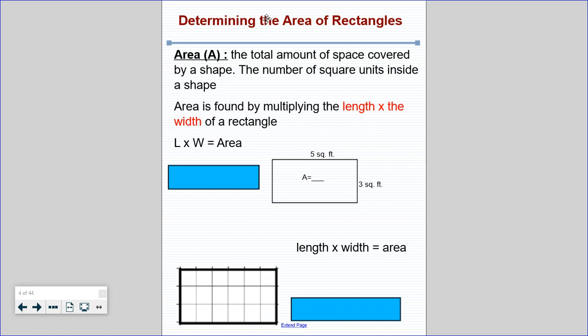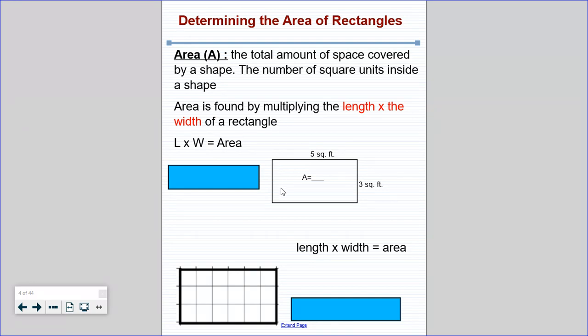How do we determine the area of rectangles? Well, let's review again what area is. It's the total amount of space covered by a shape. It's the number of square units inside a shape. Now look at this rectangle right here. Can we see the square units inside this rectangle?